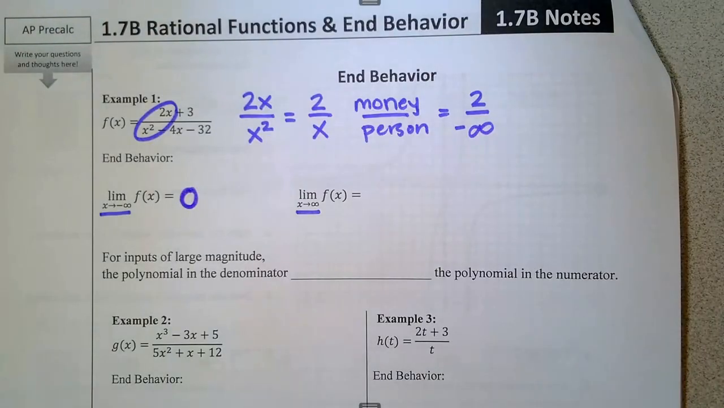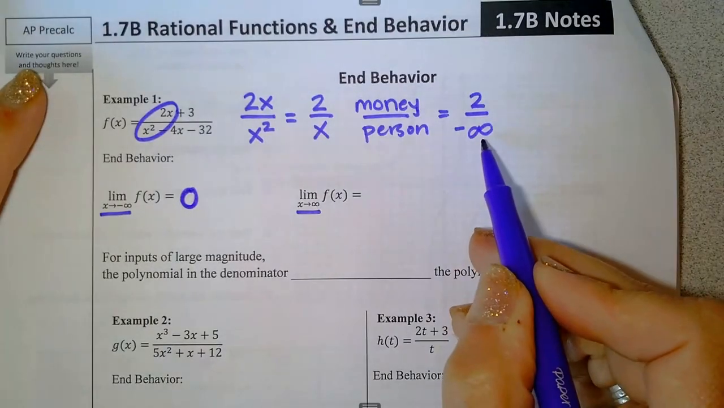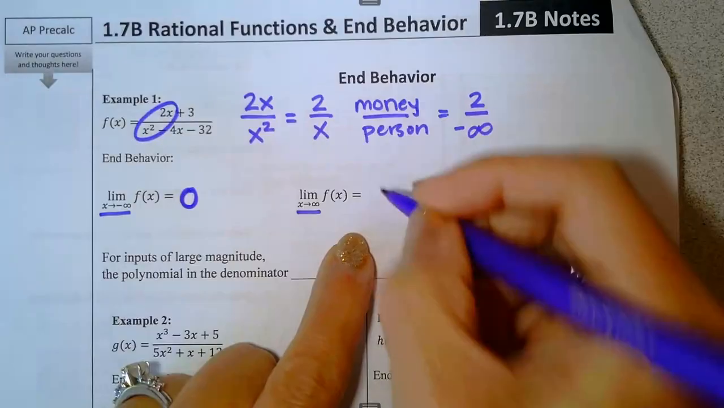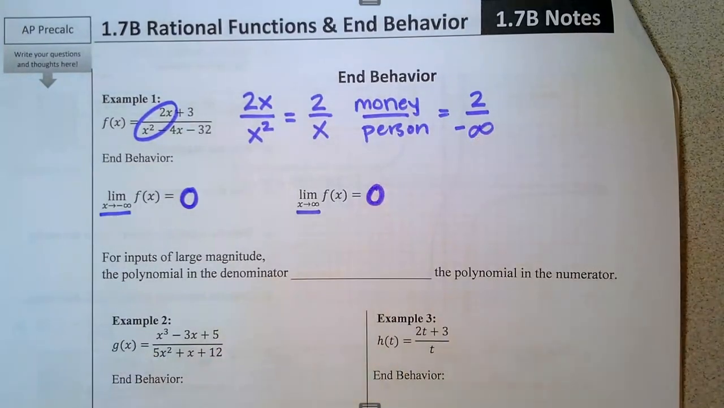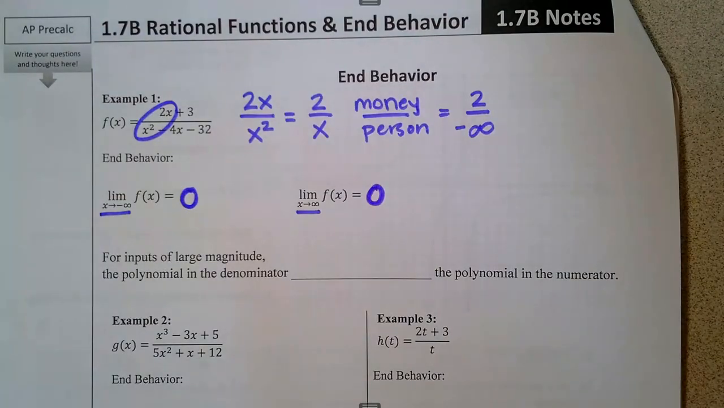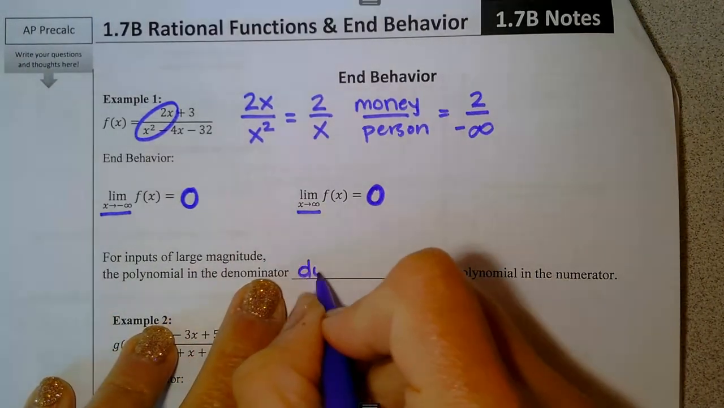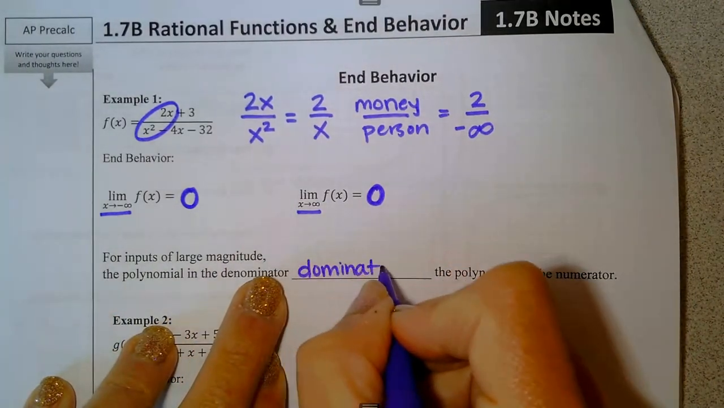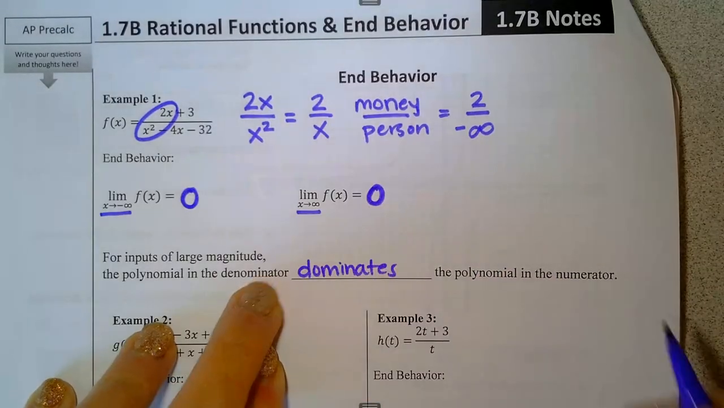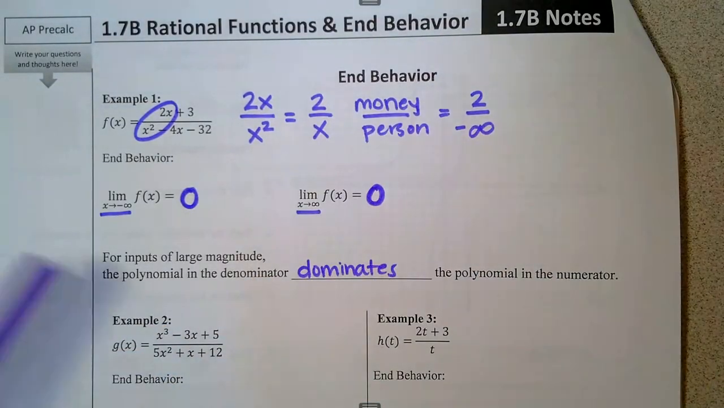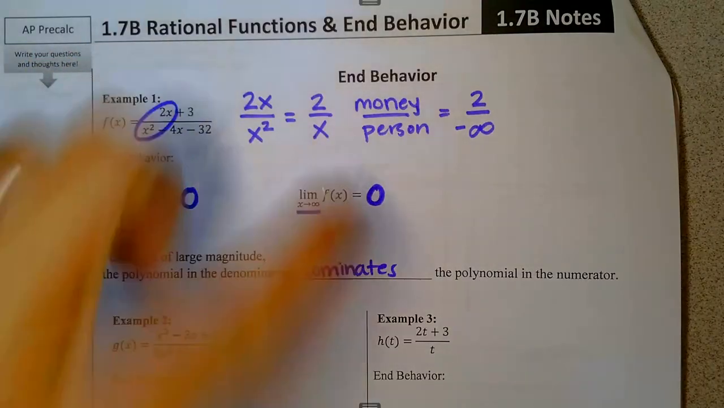And it would be the same if I took $2 and divided it by infinitely many people, that would also be 0. So you have an end behavior that reaches 0. It says the polynomial in the denominator dominates the polynomial in the numerator in this instance. The denominator is bigger, so that one dominates.